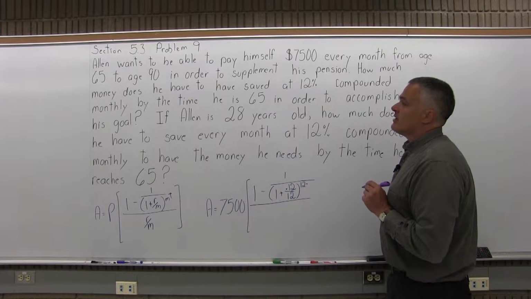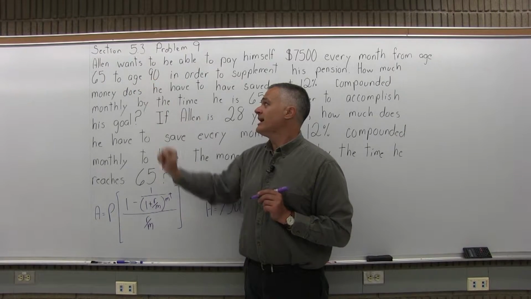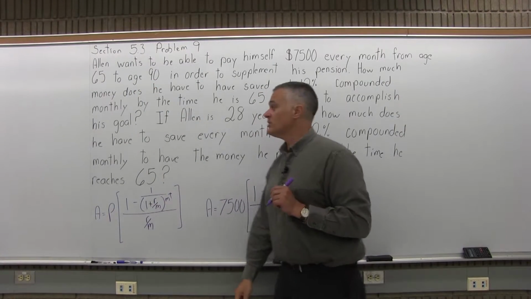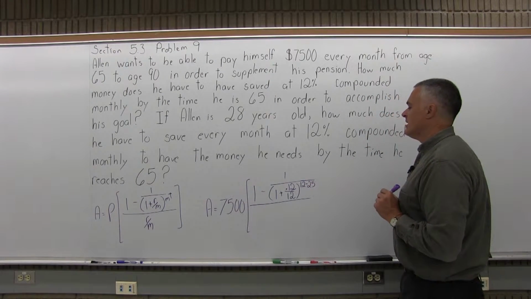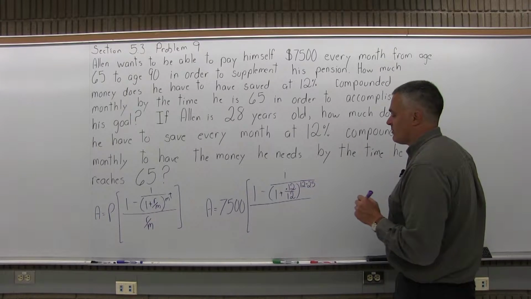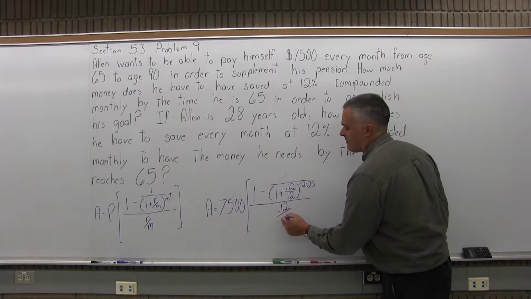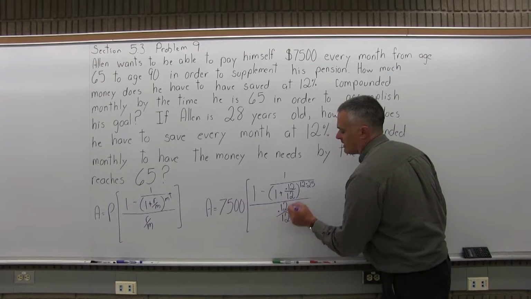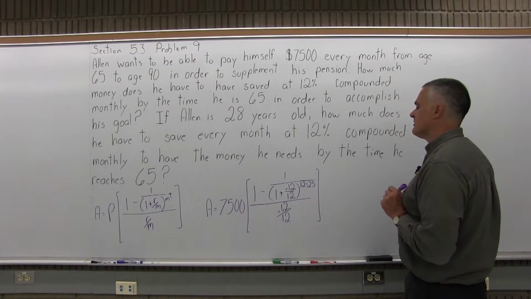Now, it doesn't come right out and tell you the T. We're going from age 65 to age 90. So from 65 to 90 would be 25 years. So M times T is 12 times 25. And then in the denominator of the brackets, we have R over M. Again, R, the rate as a decimal, is 0.12. M, the type of compounding and number of payments made per year, is 12. So now the formula is filled in.